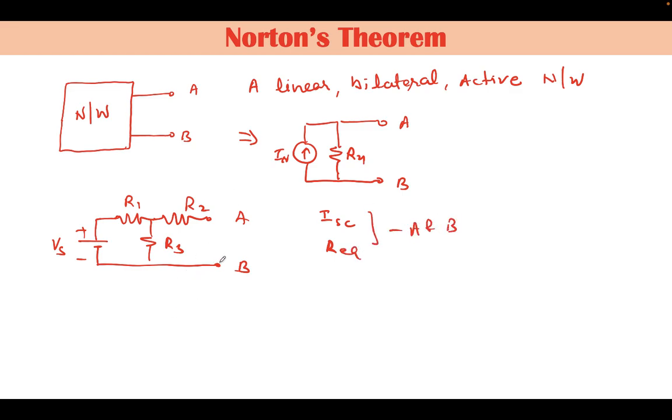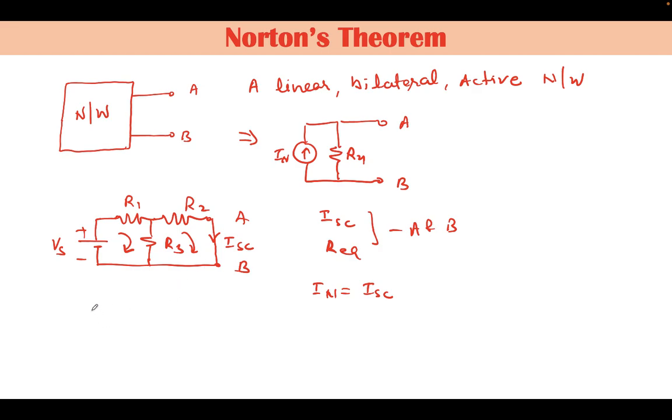To find out ISC, first of all we have to short circuit this path, and here the current is ISC, and this ISC is nothing but IN. IN is equal to ISC. This ISC can be calculated by using any method, loop method, nodal analysis, or even superposition theorem if there is more than one source in this circuit. Then we can calculate ISC.